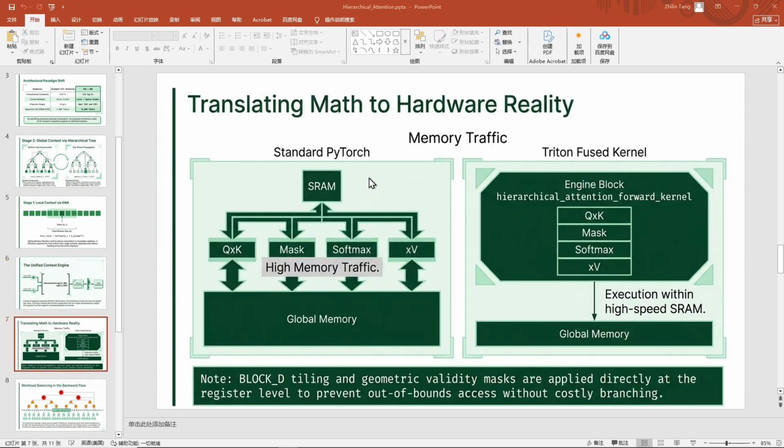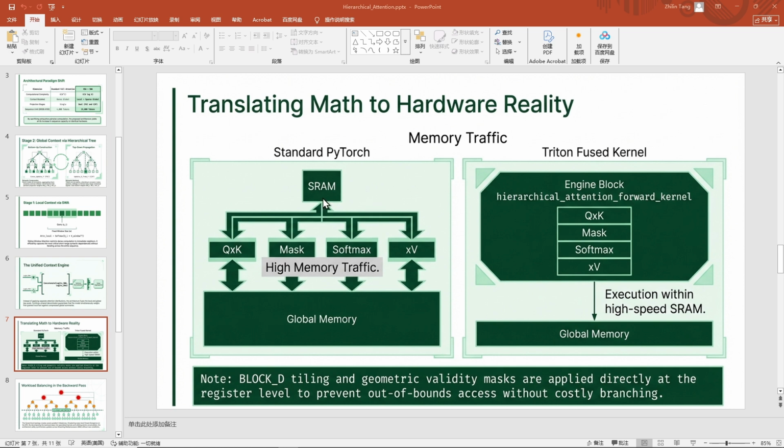Let's look at the next slide. To achieve high computational efficiency, both the hierarchical attention and sliding window attention mechanisms were implemented using custom GPU kernels written in Triton.